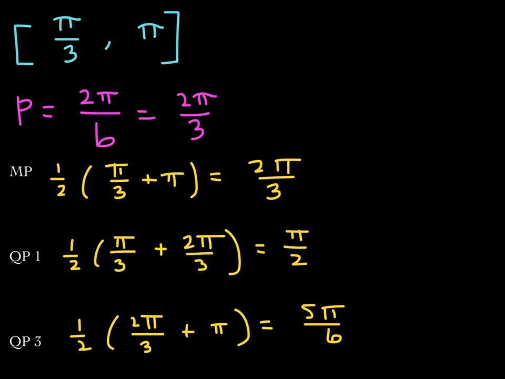I hope you and I agree on what the midpoint is and what the quarter points are as well. What we're going to do now is evaluate our function at these 5 points, the left endpoint, the right endpoint, the midpoint, and the quarter points, and we will find our maximum, minimum, and our x-intercepts.